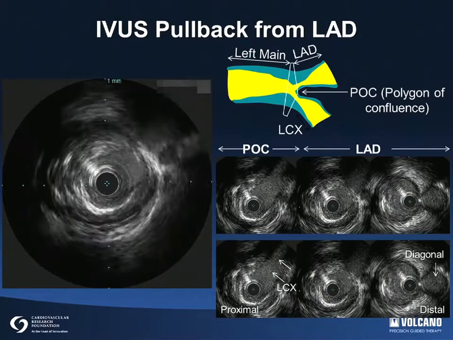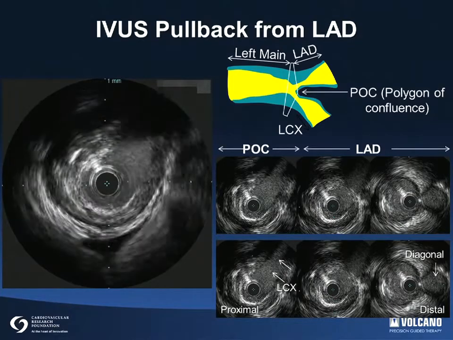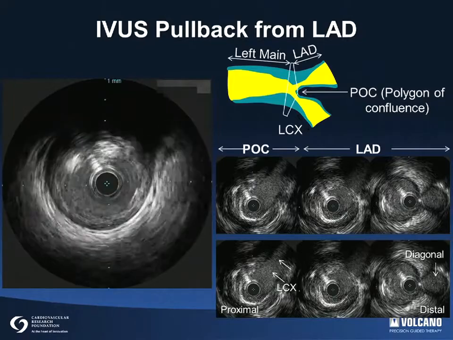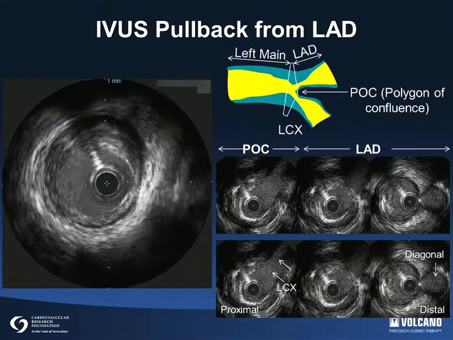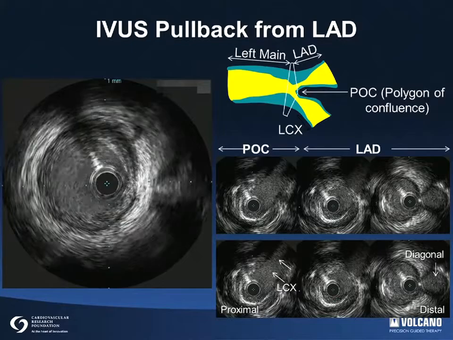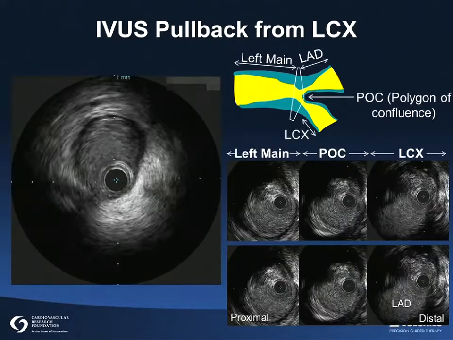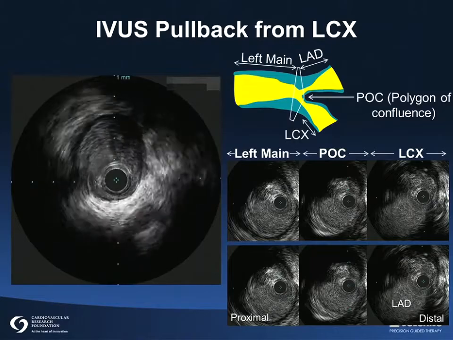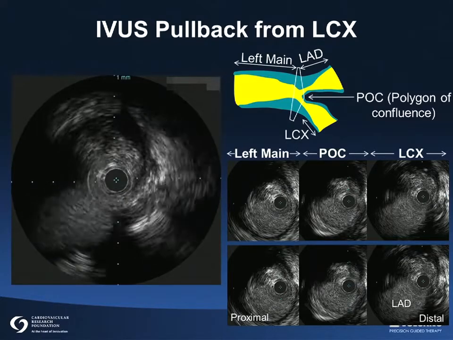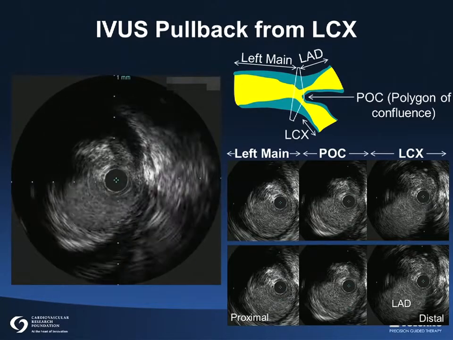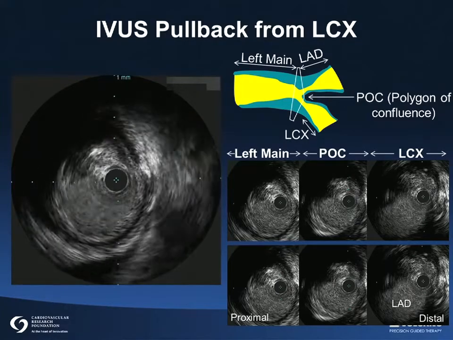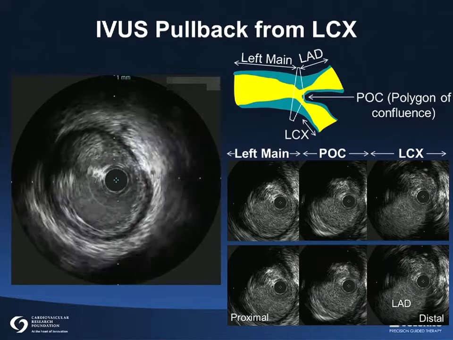We will now repeat the two IVUS pullbacks. This IVUS pullback is from the LAD to the left main. The first diagonal branch appears at 3 o'clock, and then the left circumflex appears at 2 o'clock. This IVUS pullback is from the left circumflex to the left main. The LAD appears at 7 o'clock. The lumen looks the most stenotic at the bifurcation where the LAD is also seen.